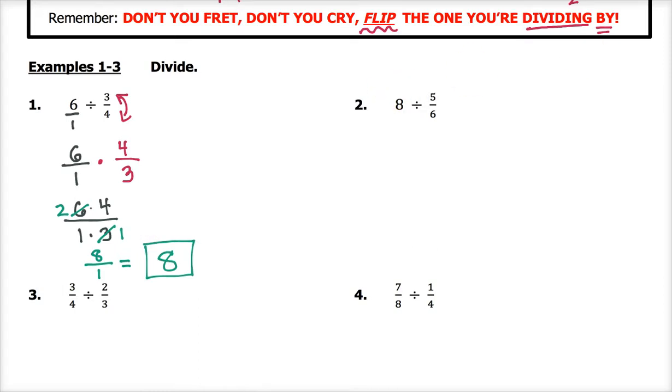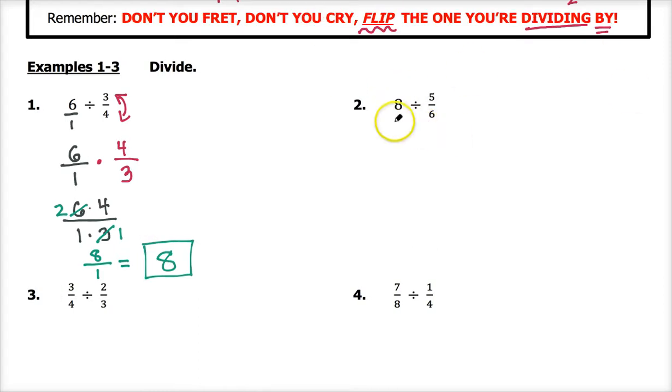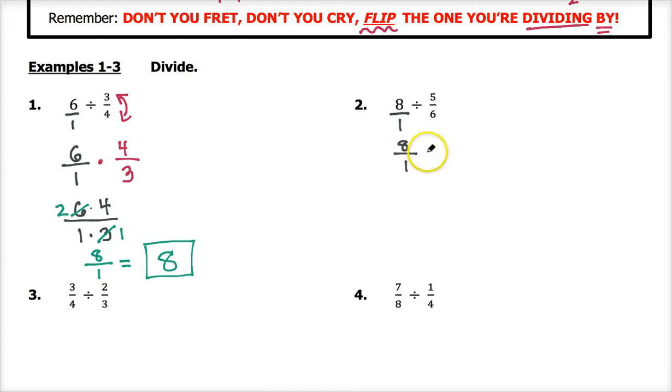Okay, number 2. 8 divided by 5/6. 8 is a whole number, so I'm going to make that 8 over 1. So this is 8 over 1. I make my division symbol multiplication, and then I flip my second fraction. 5/6 becomes the reciprocal 6/5. So 8 over 1 times 6 over 5.